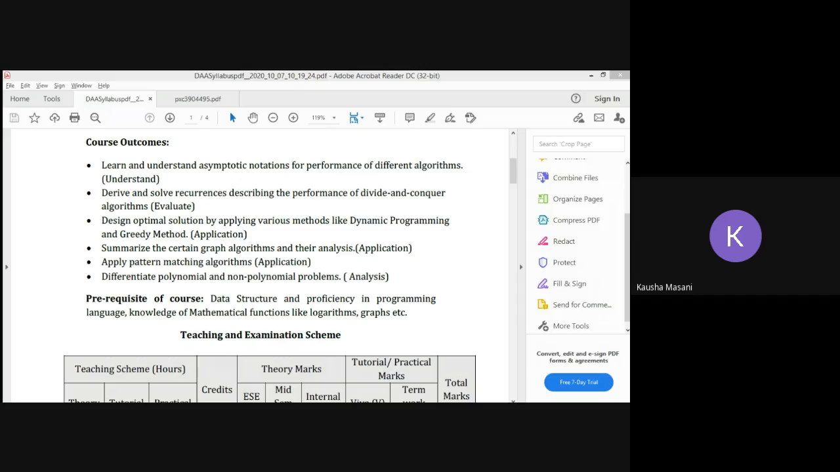That means your arrays, your linked lists, trees, functions. You should have proficiency in any one programming language. It can be C, it can be C++. A little bit of mathematical knowledge, logarithms and graphs. All right, that much will be enough for you to understand this particular subject.